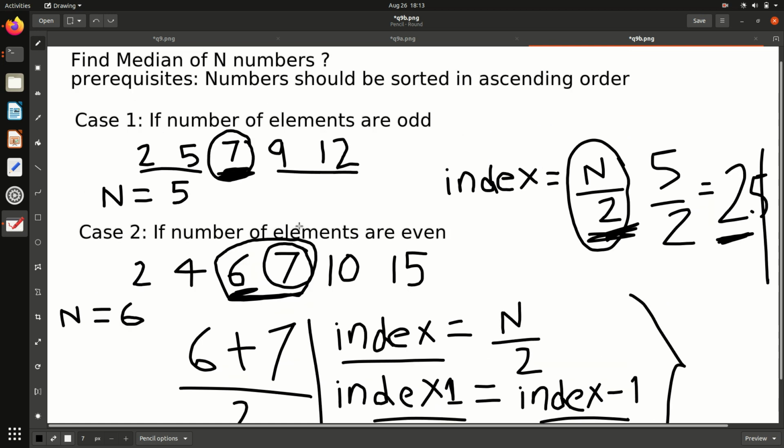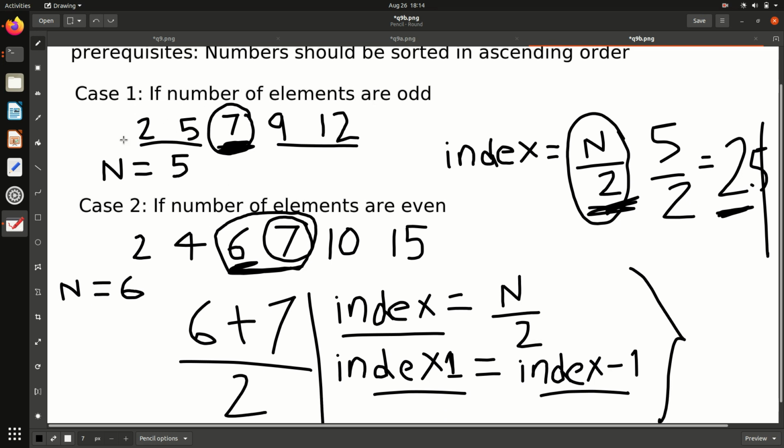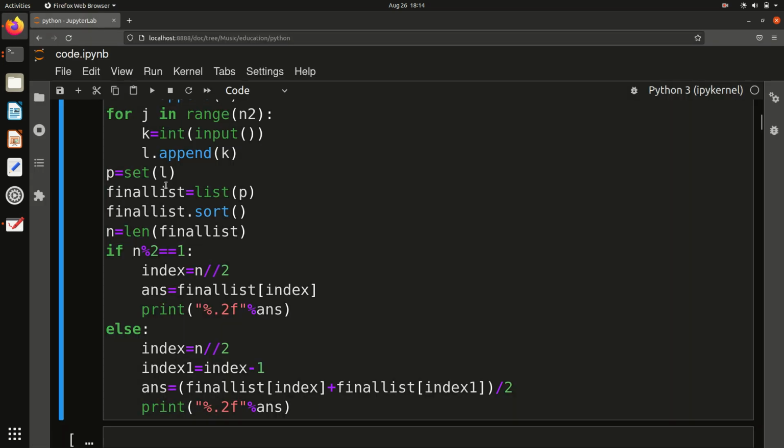So these are the two methods. I hope I made you understand how to find the median, and it can be used by you in future as well. Just check two things, even or odd, and do it. So as simple as that.